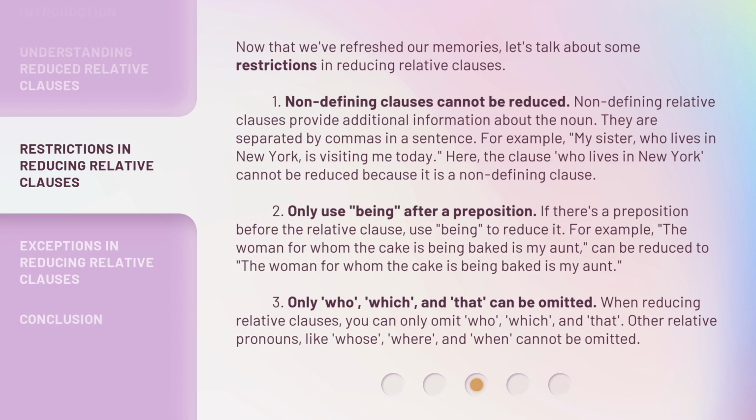3. Only who, which, and that can be omitted. When reducing relative clauses, you can only omit who, which, and that. Other relative pronouns, like whose, where, and when, cannot be omitted.